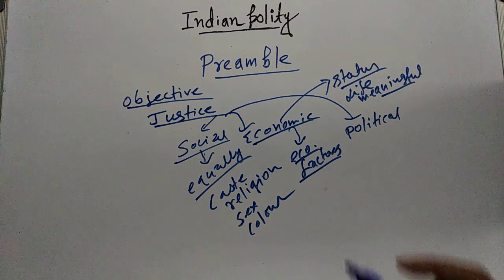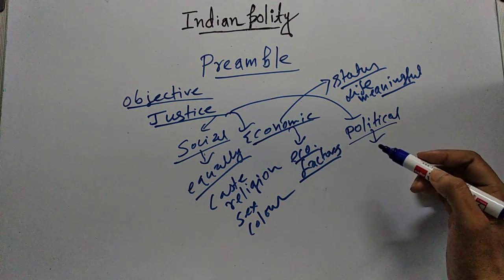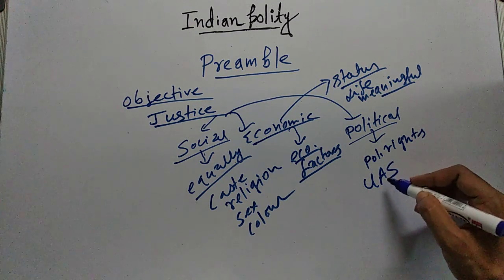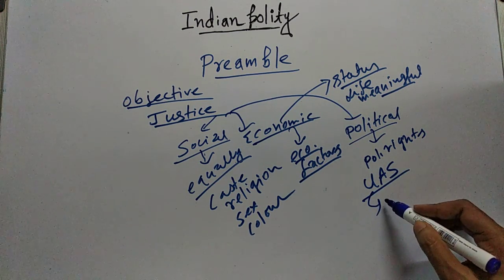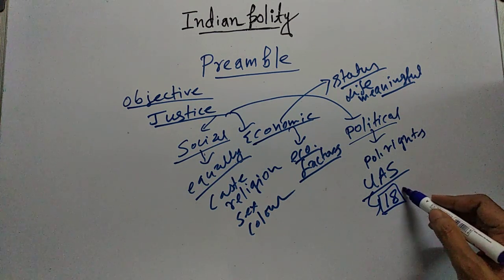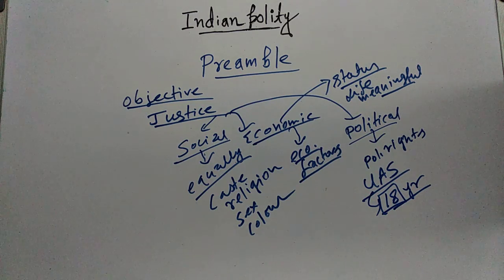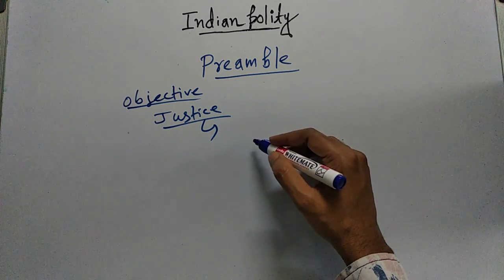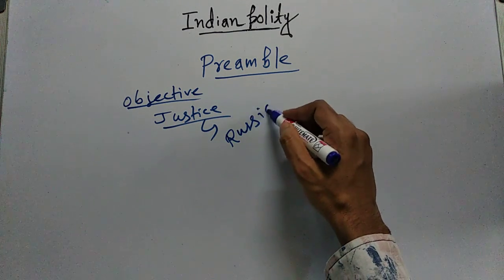And in our country, there is also political justice. That means all the citizens have equal political rights, and we follow universal adult suffrage. That means all the people in India who are 18 years and above can cast their vote. That means we do not discriminate in the political sphere on the basis of caste, religion, sex. We treat all the citizens equally in the political sphere. That is the political justice. And the ideal of justice, that is social, economic and political justice, has been taken from the Russian Revolution.